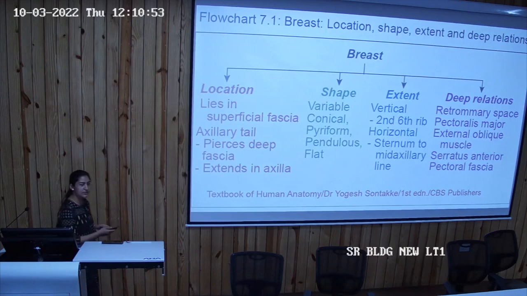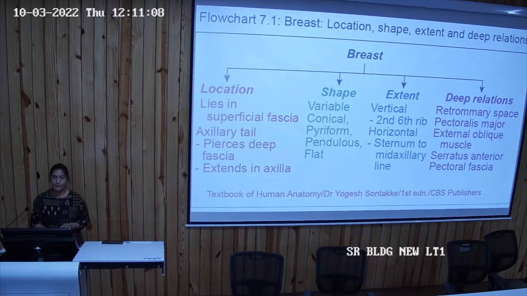Then the deep relation: after the mammary gland, what will you find underneath? You will find the retromammary space. You will find the pectoralis major muscle, external oblique muscle, serratus anterior muscle, which is covered by the pectoral fascia.